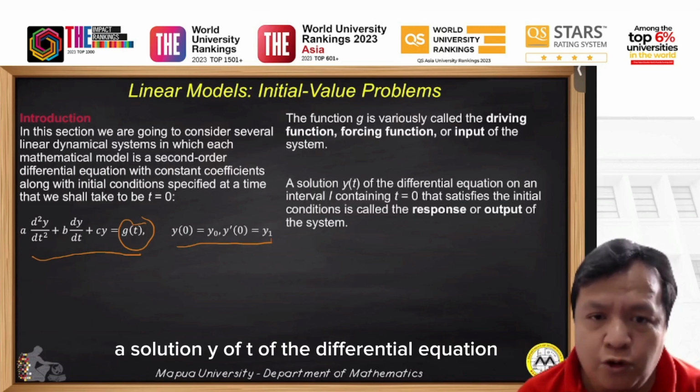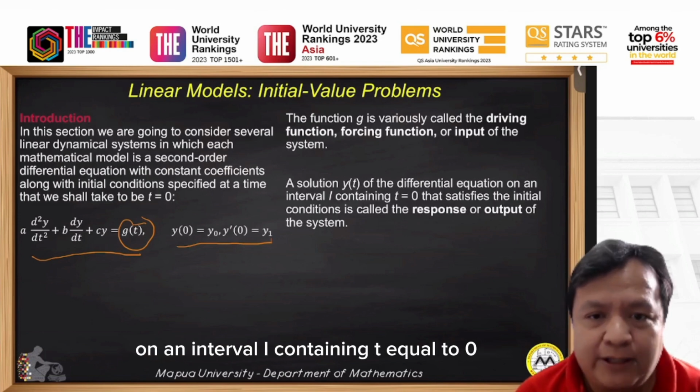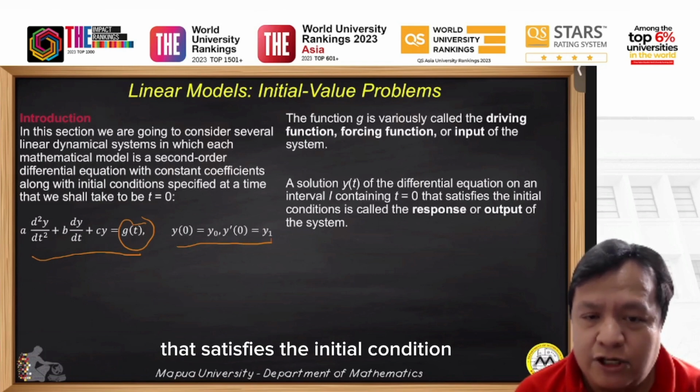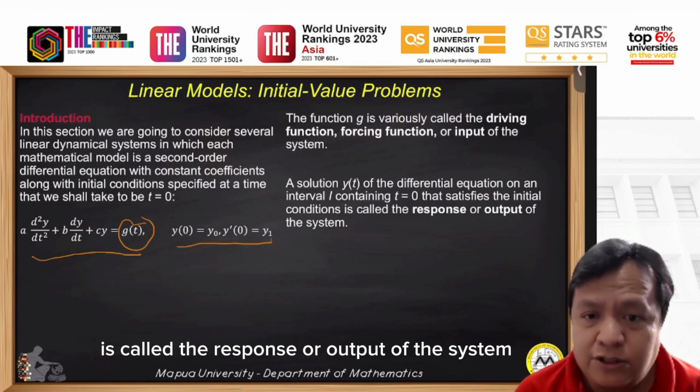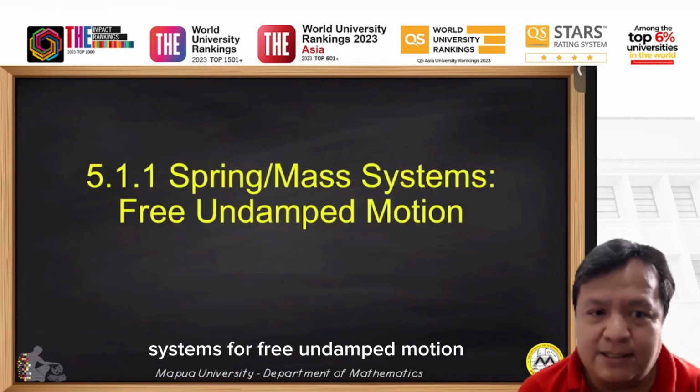A solution y of t of the differential equation on an interval I containing t equal to 0 that satisfies the initial condition is called the response or output of the system. Let us first consider the spring mass systems for free and damped motion.